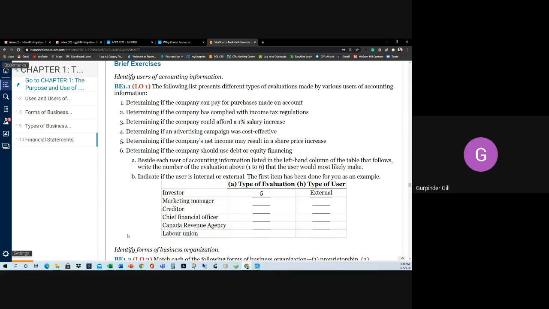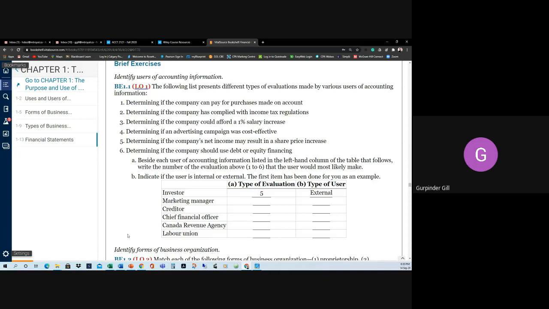Number four, determining if an advertising campaign was cost effective. That's your marketing manager. External or internal? Internal. That is internal, because the marketing manager is on the payroll of the business. So they want to know how successful or cost effective their marketing campaign was, and accountants are able to provide all of that information.